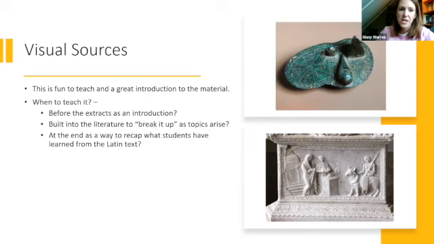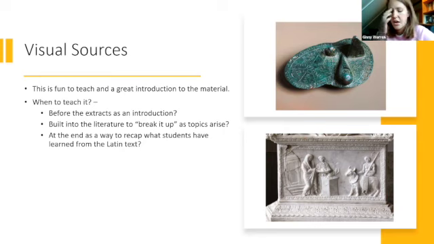But I suppose it's interesting to consider when is a good time to teach the visual sources. Are you going to teach it before, as an introduction or a warm-up to the literature, so that they've got some contextual historical knowledge before you start the passages? Or do you turn to the pictures as some of the topics arise in the literature itself?